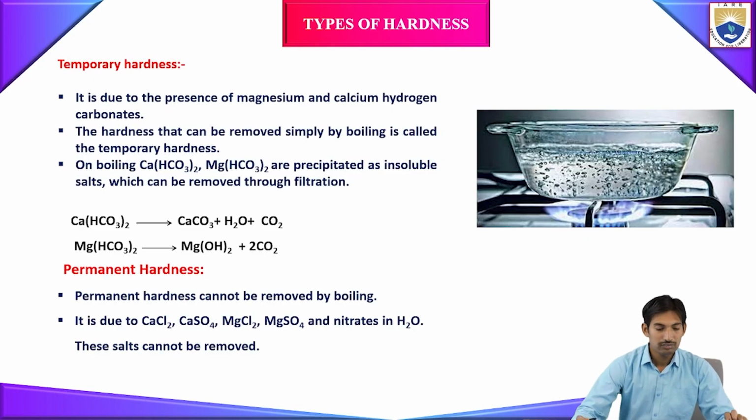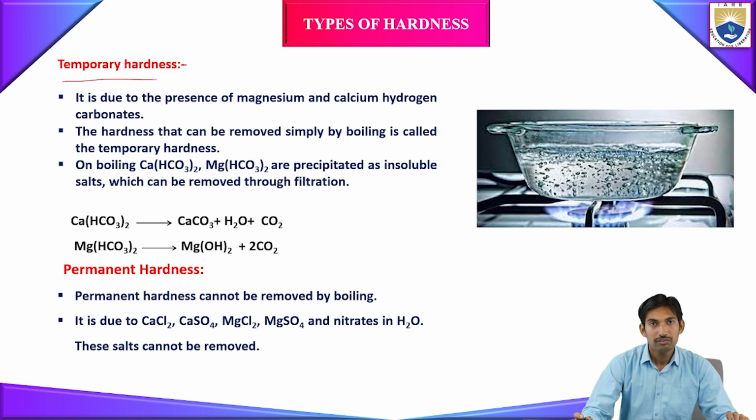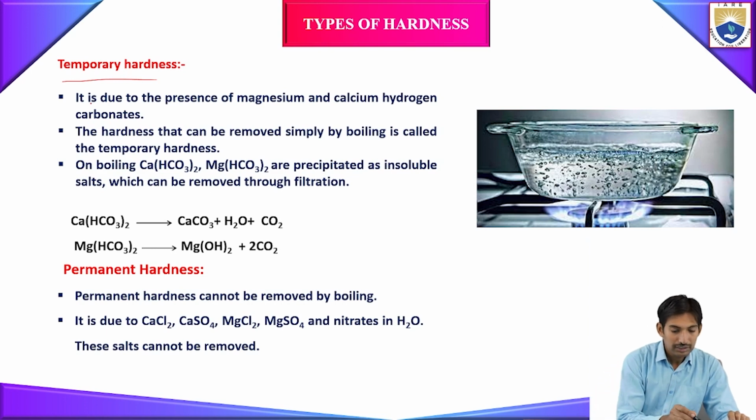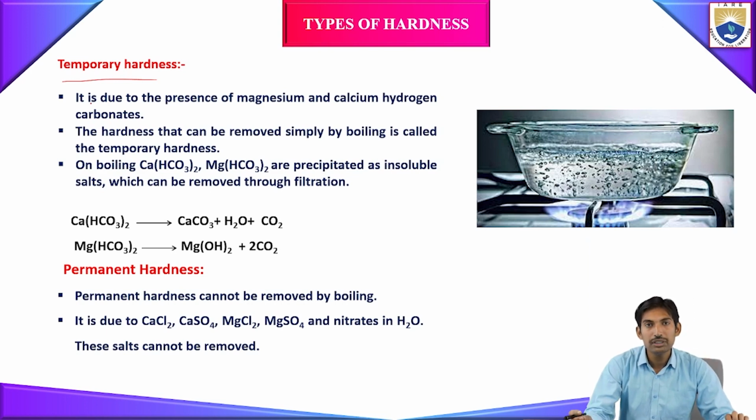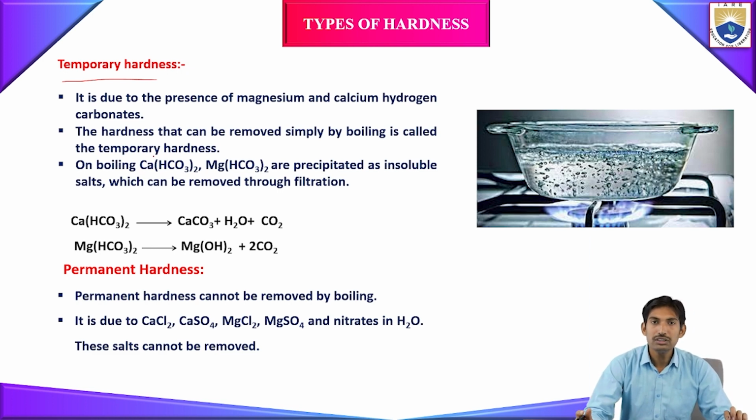Let us recall the previous video. What is temporary hardness? Temporary hardness is due to the presence of calcium and magnesium bicarbonates. When the water contains calcium and magnesium bicarbonates, it is called temporary hardness of water. The temporary hardness can be removed by simple boiling.